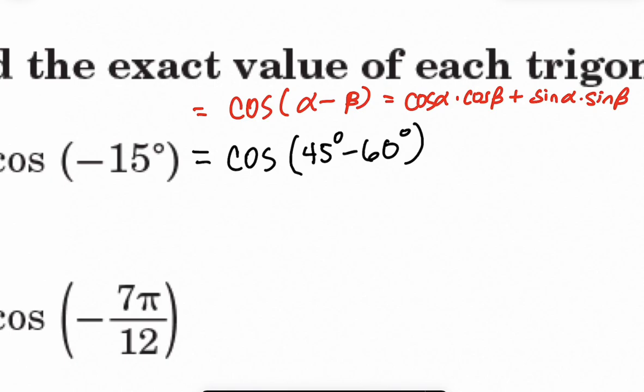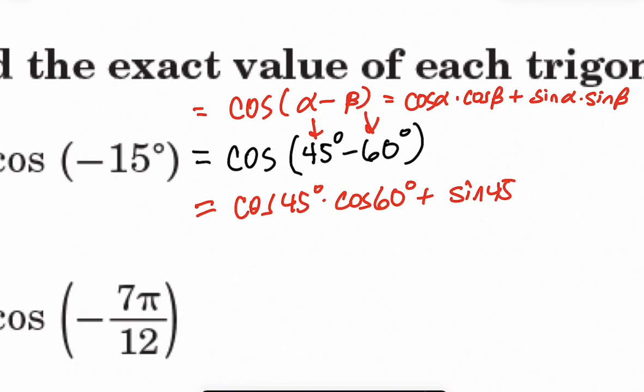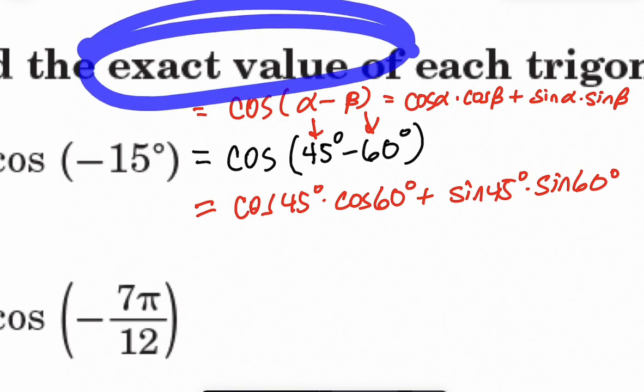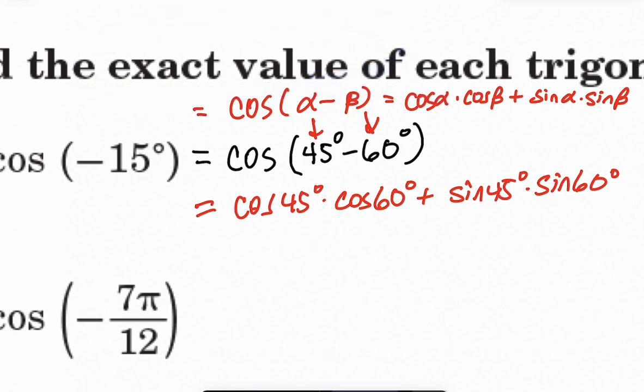And I'm going to place into our formula, every place I see alpha, I'm going to put a 45. Every place I see beta, I'm going to put a 60. Okay. So that's going to be the cosine of 45 times the cosine of 60 plus the sine of 45 times the sine of 60. Now it says exact value right here.